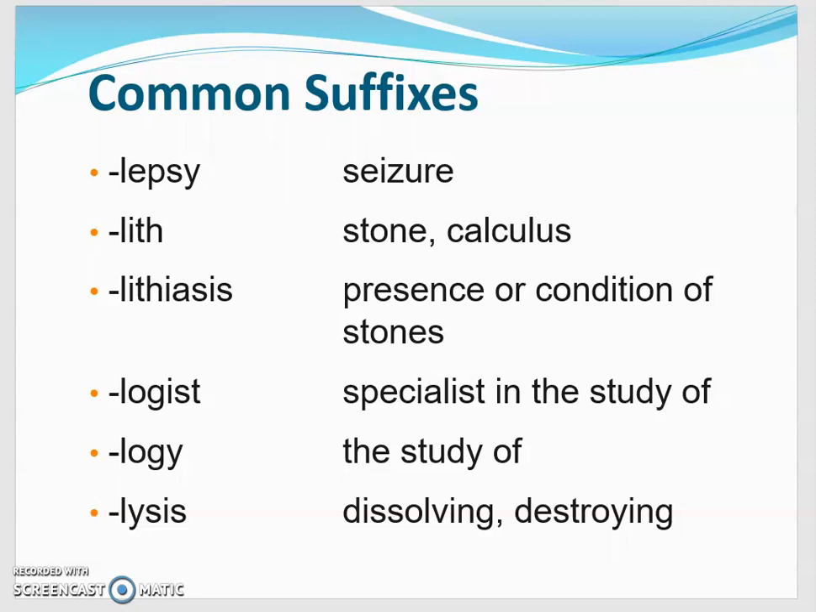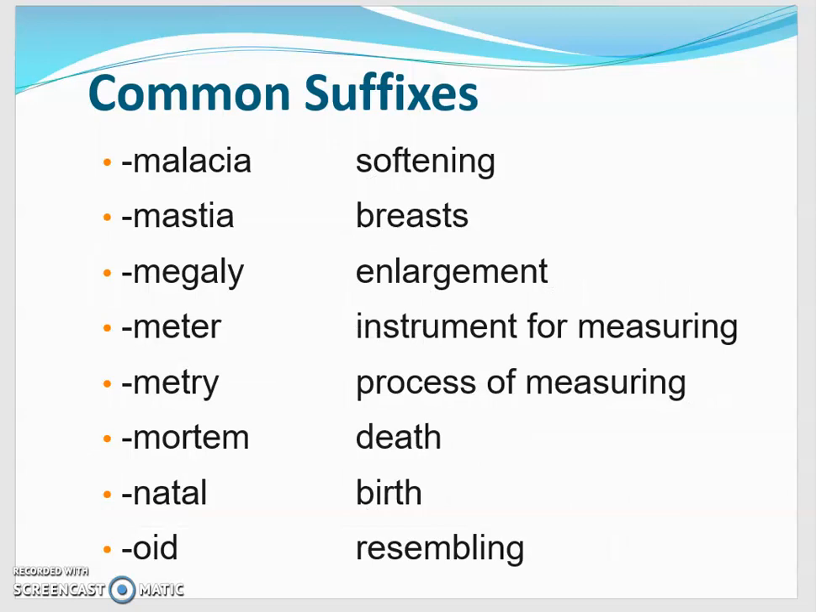I already showed you ist, meaning specialist, right? Well, if you take ist and attach it to logi, which means the study of, you get logist, a specialist in the study of. But if you leave logi alone and just put it at the end, it's the study of. So a cardiologist is a specialist in the study of cardiology. There's a great example for you how those two relate. One's the study, one's the person who studies. Lysis means dissolving or destruction. Malacia means softening.